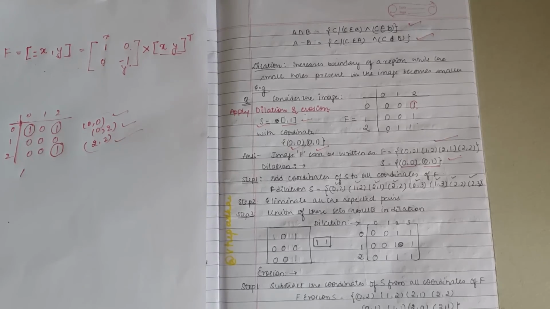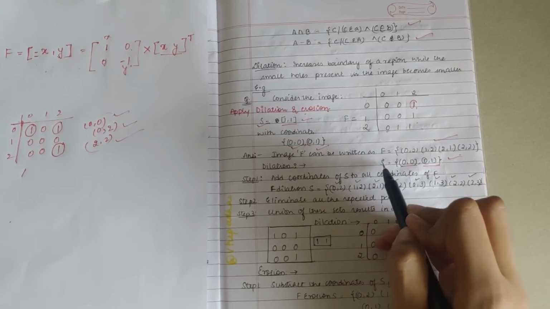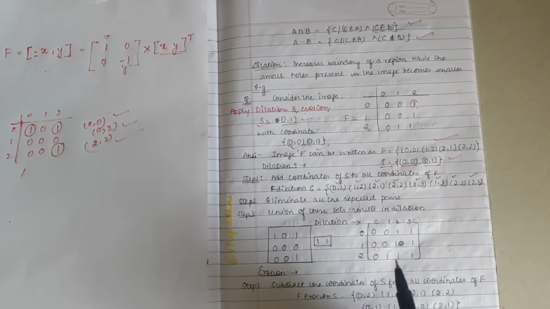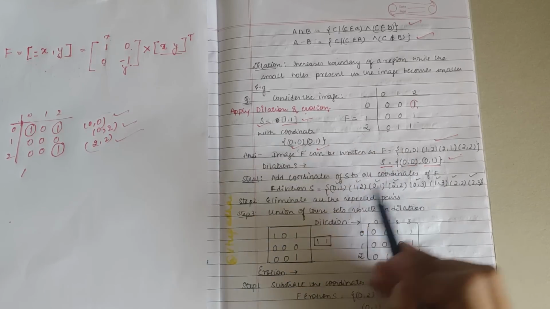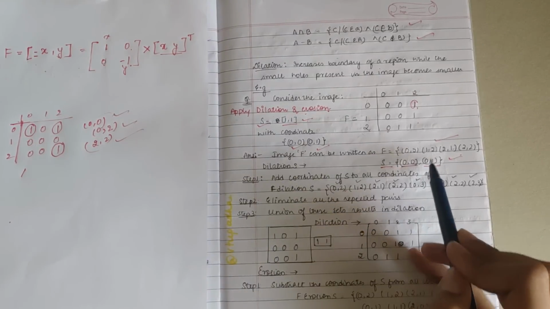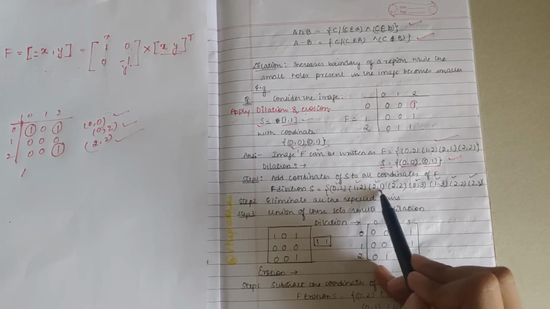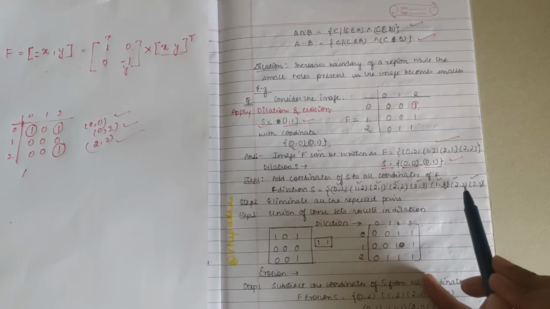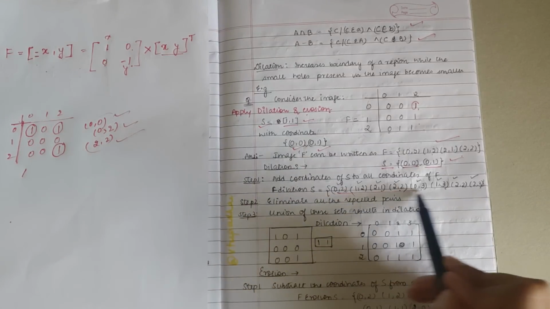Now what is the algorithm for dilation? The first step is you have to add all the coordinate values of S to F. Just add the values, guys. 0 0 plus 0 0, 0 0 plus 0 1, and so on for all the pairs, giving 0 2, 0 3, 1 2, 1 3, 2 1, 2 2, 2 2 and 2 3. Just add all the pixel values and get this combination.